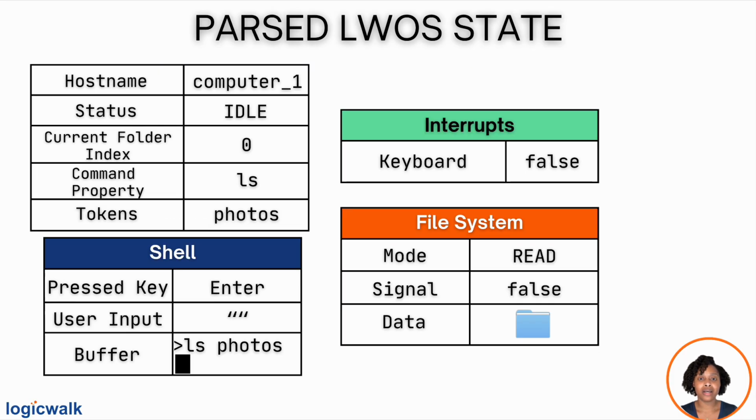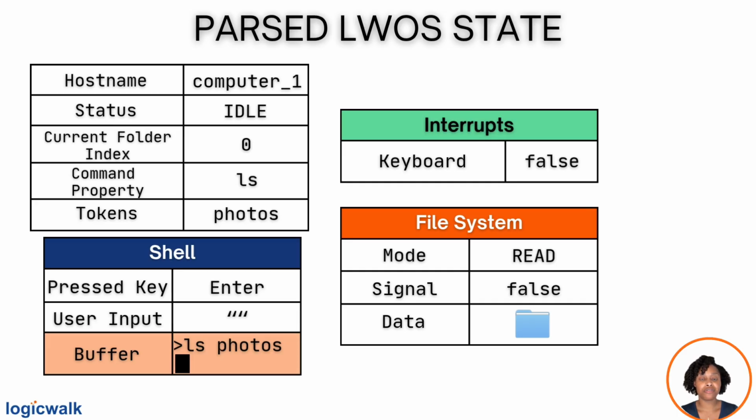Here is the updated LWOS state after the command has been parsed. The status is idle, and the current folder index is 0. The command property is now set to ls. The remaining token is photos. The keyboard interrupt is set to false, indicating that the keyboard event has already been processed. The shell's user input is empty because the OS has already processed the command input, and the buffer contains everything that was typed into the shell.